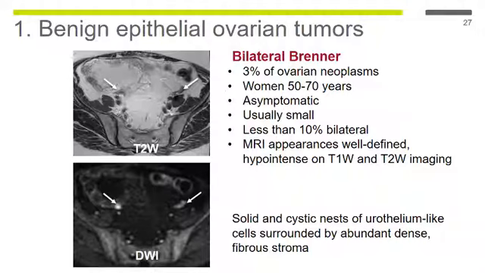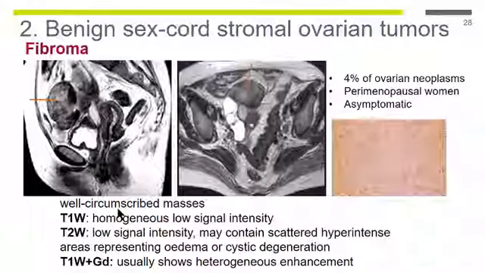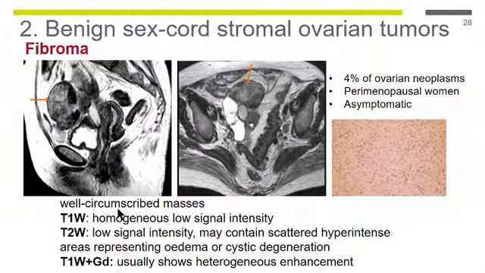And this was a very good pickup from one of my colleagues showing this sort of solid bilateral small masses in a postmenopausal woman with the restriction on the diffusion-weighted image. Okay, so that's the epithelial benign.